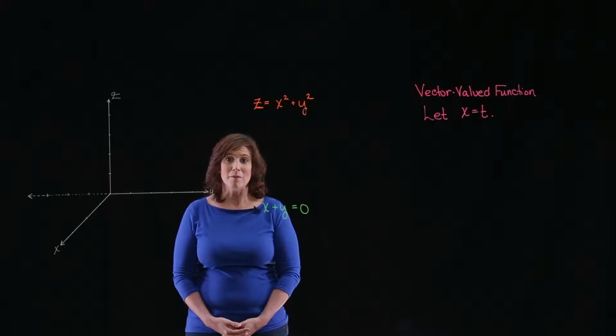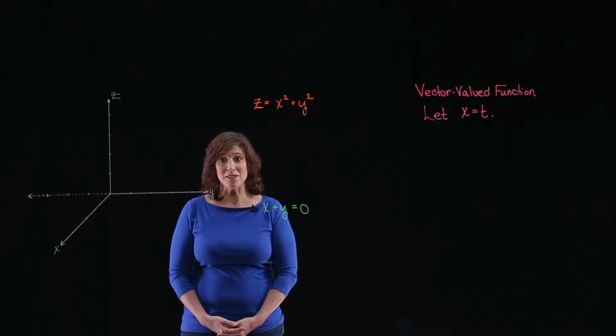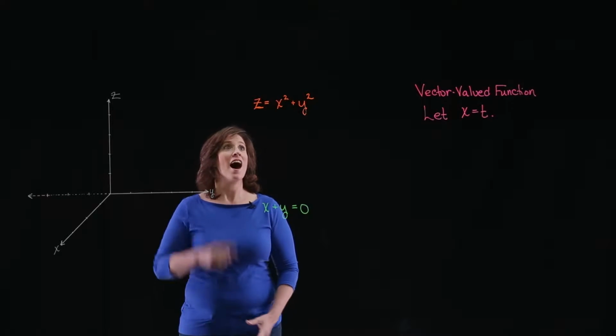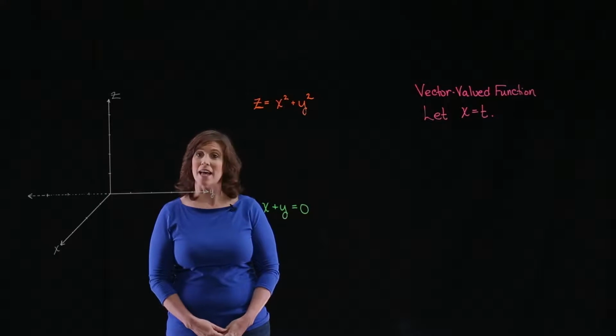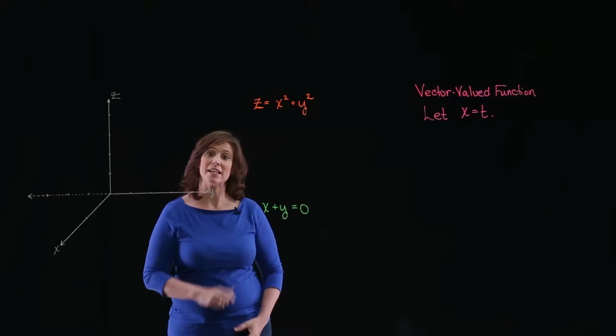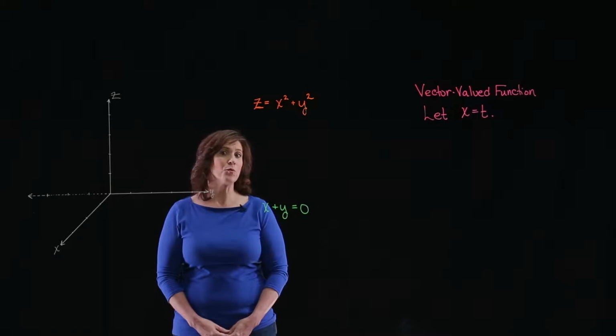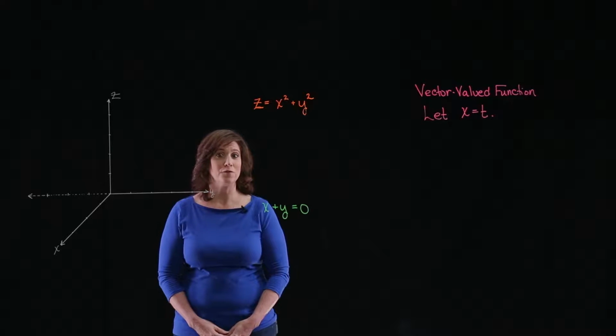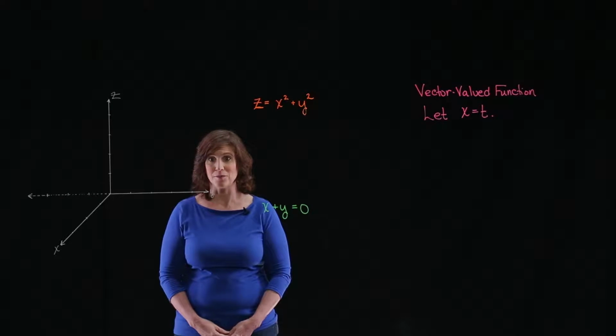Hi everyone, I'm Cheryl. In this problem, we're going to be sketching the space curve that is the intersection of the surfaces z equals x squared plus y squared and x plus y equals 0. And after we're done, we're going to get a vector valued function that represents that curve.